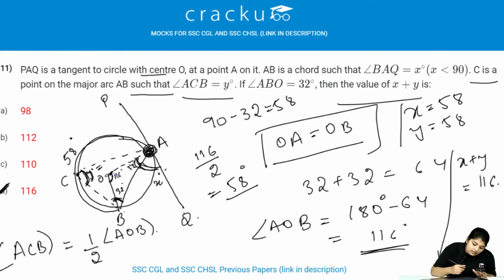See, now we got the idea that OB is equal to OA. That's why we thought this is 32, and in an isosceles triangle two sides are equal and their opposite angles are equal. This is 32. Therefore we were able to solve this question, otherwise we couldn't. That's why I'm saying the foundation, the fundamental things, are very important rather than solving high level problems in SSC examinations. Hope you understand this question.